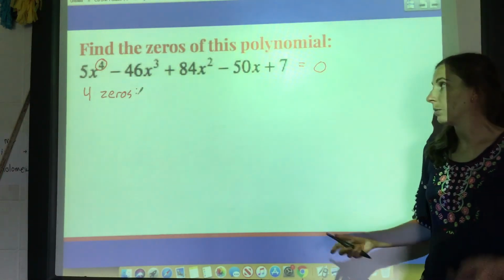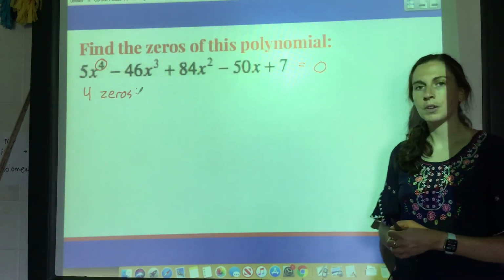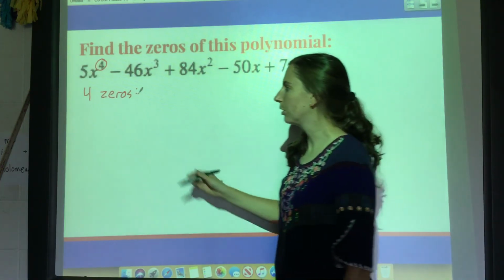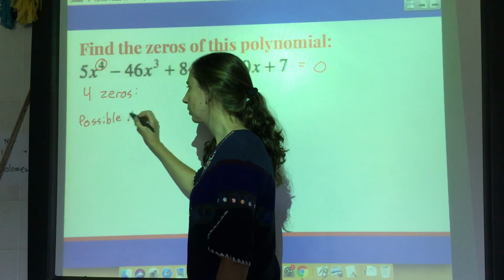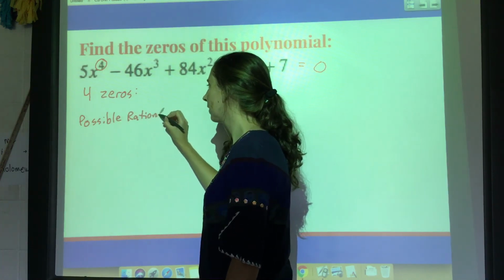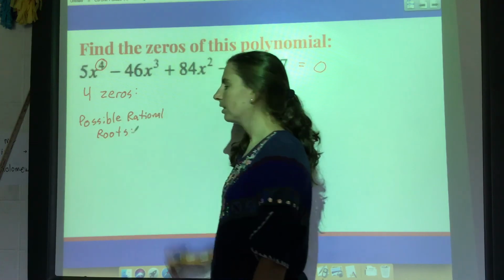I could just start randomly guessing numbers to plug in for x, but it's probably not the most efficient thing to do. So instead, we'll use the rational root theorem to list out all the possible rational roots. Roots that are fractions, basically. Doesn't include imaginary.